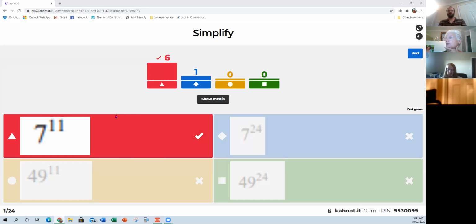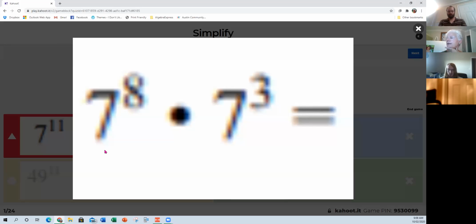Okay, good. Most of y'all got it. Remember that when you multiply and you have a common base, I know that's kind of blurry, but you can see it. You keep the base and add the exponents. So that would be 7 to the power of 11.